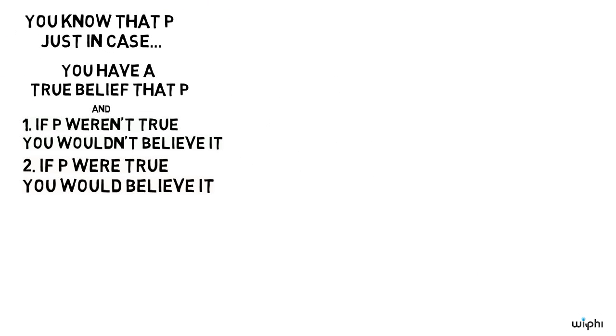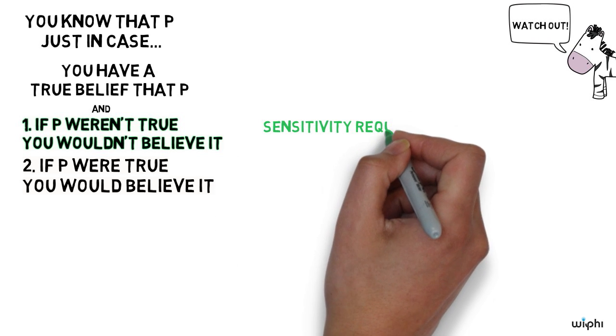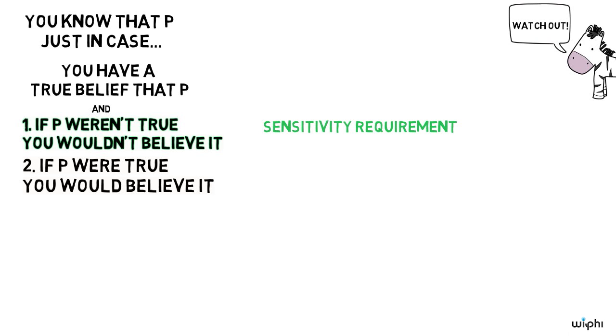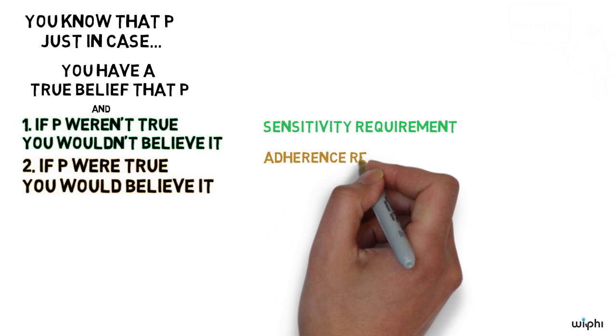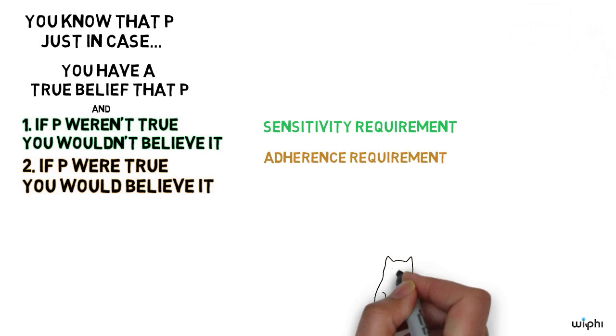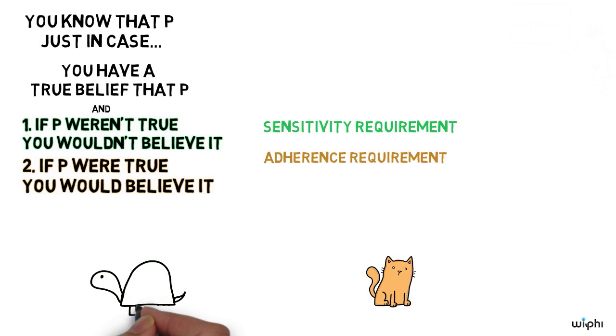The first counterfactual is just what's lacking in the dodgy zoo. This conditional has come to be known as the sensitivity requirement, and it's been the aspect of the tracking theory that has attracted the most attention among epistemologists. The second conditional is a little trickier to understand at first. It's called the adherence requirement. Here's an example of how it's supposed to work.